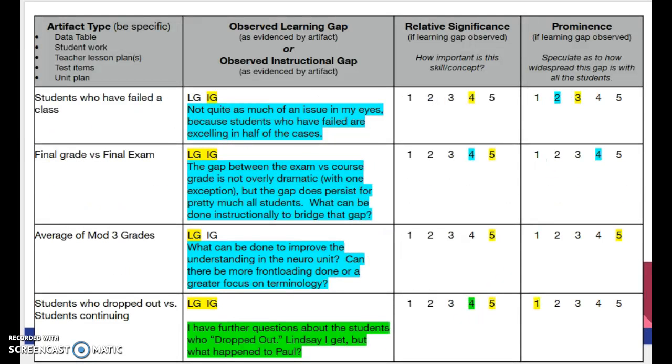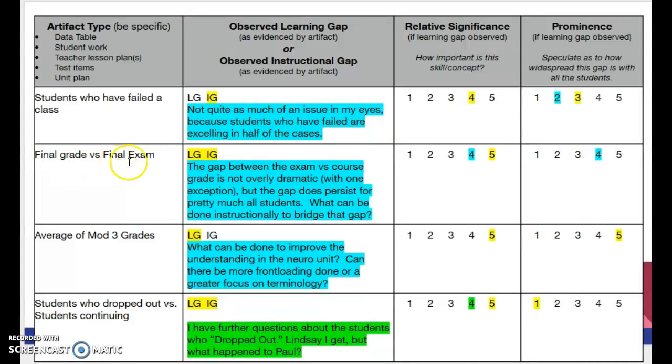So here is our artifact sheet. Initially I put in the 4 artifacts as I had them set up, and my color is yellow. I just highlighted in yellow what I believed it was. Students who failed a class, I put it may be an instructional gap. So what I need to do is find some differentiated learning so I can reach all of these students. And the relative significance I put is a 4, so I'm pretty concerned about this. And the prominence is, there were 4 out of 13, so I'm saying it's at like a mid-grade level.